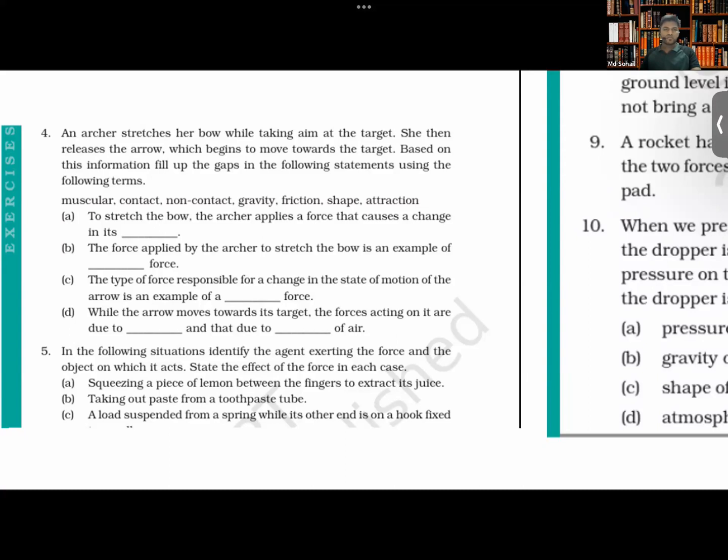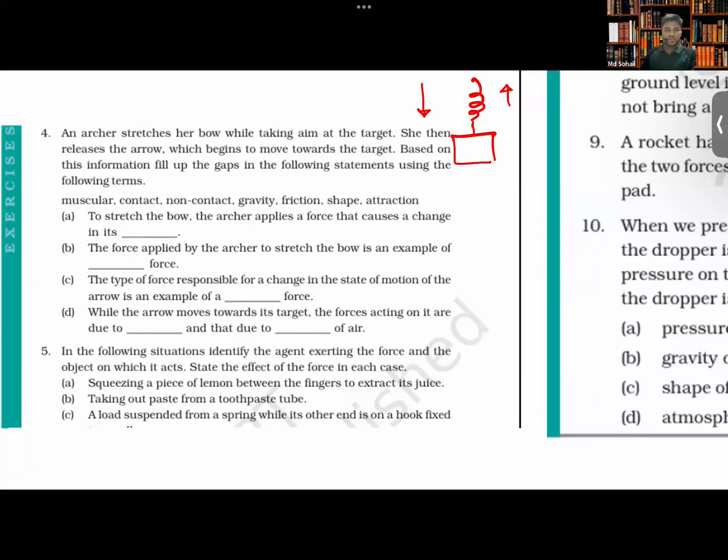And what will be the agent exerting the force here? Load. And Alona, you tell me in which direction the force is being applied? Downward, yeah. Here, especially, it's in the downward direction, in which the motion is taking place, while this spring is also applying an upward force as well. But the effect is due to the downward force.